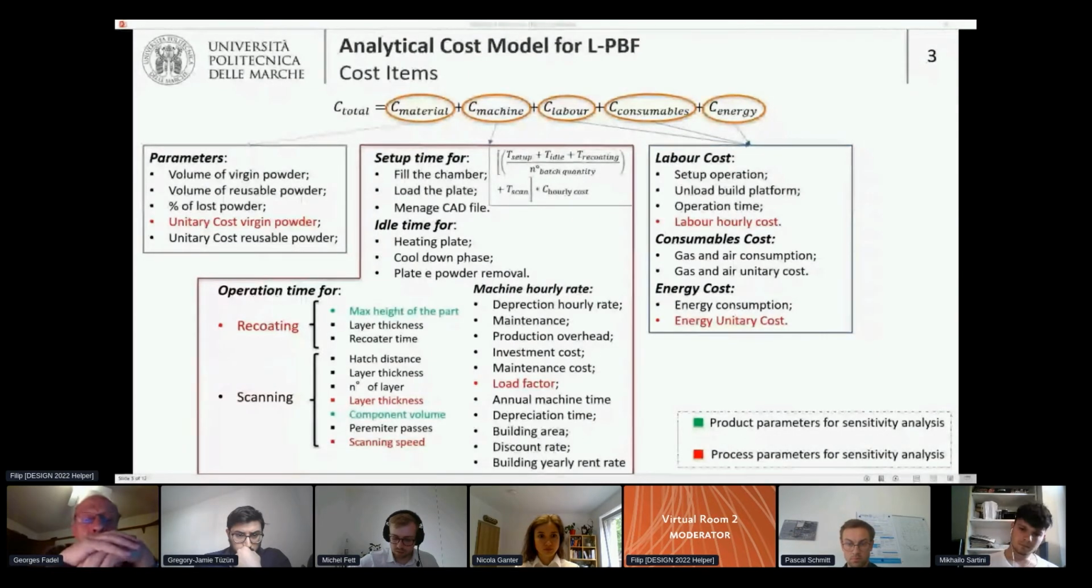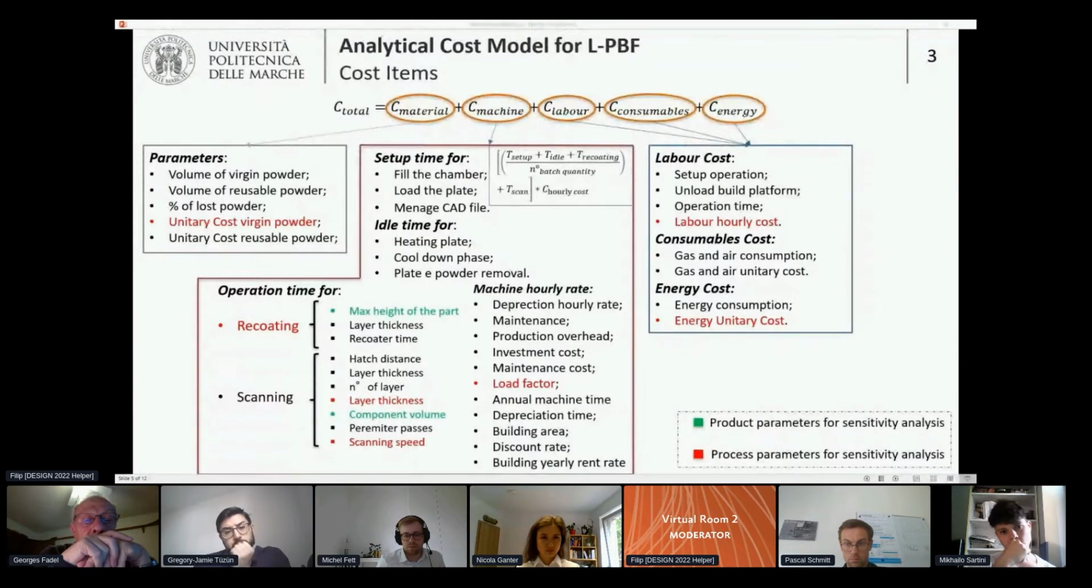powder, the percentage of powder lost during cleaning and filtering operations, the cost per kilogram of virgin powder, and the cost per kilogram of reusable powder. The latter has a lower price due to considerations about the powder's degradation.